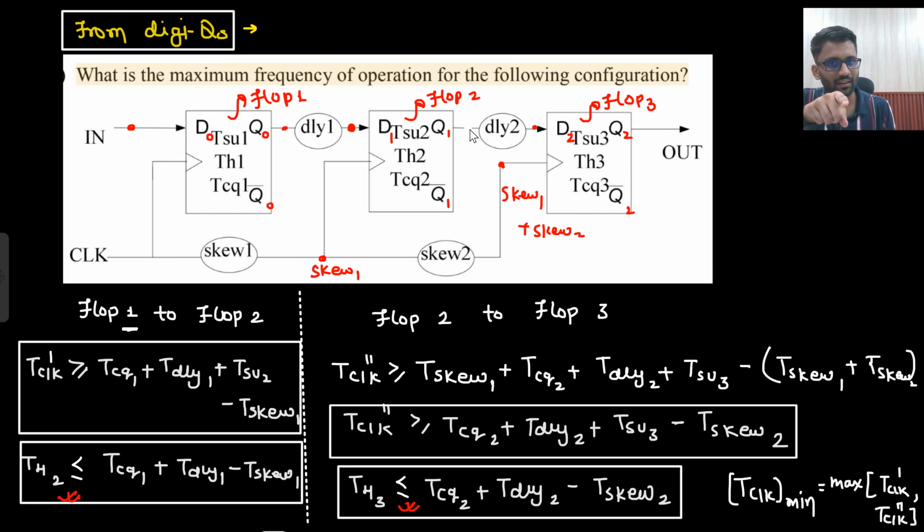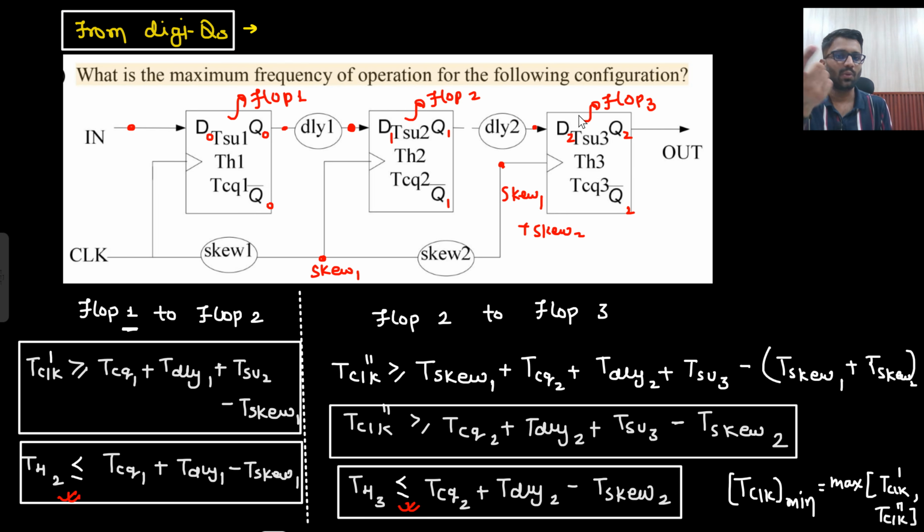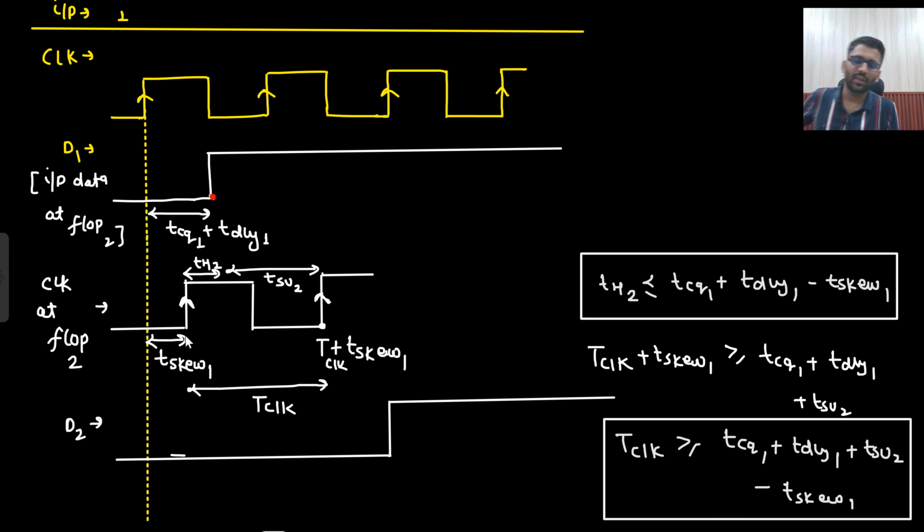So how will I get Q1? Q1 is the sampled data of D1. So this clock is sampling this data D1, and you are getting your Q2 output. And after Q2 output, just delay it by DLY2 and you will get your D2 input. Okay. So what will this do? This will first sample 0, setup and hold time are met. So first it will sample 0. Then it will sample 1 here.